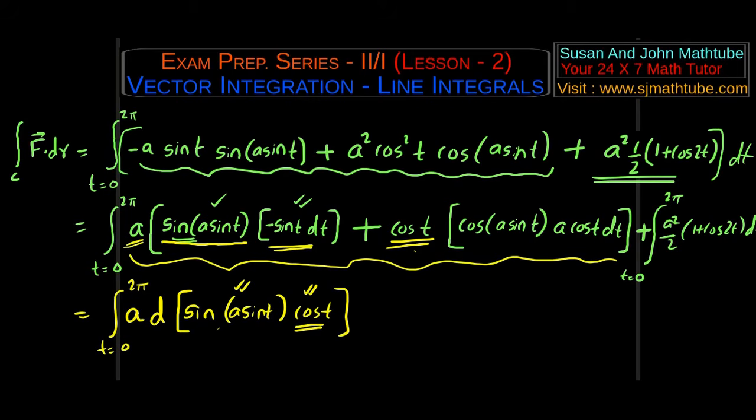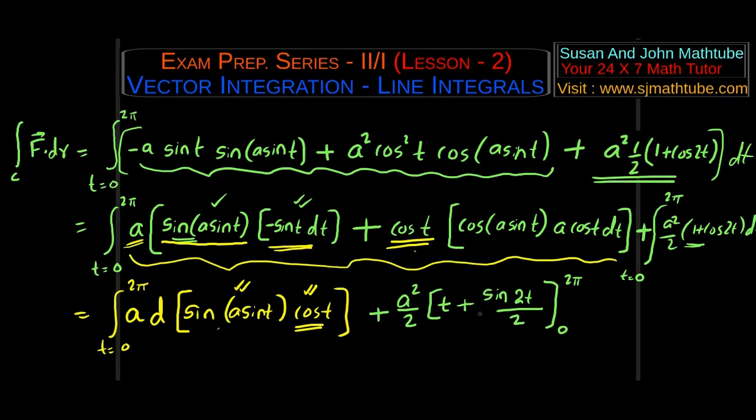Now we have to integrate the second part, and that's very easy. A square by 2 is a constant, and if you integrate 1 you get t, and the integral of cos 2t is sine 2t by 2, within the limits 0 to 2 pi.